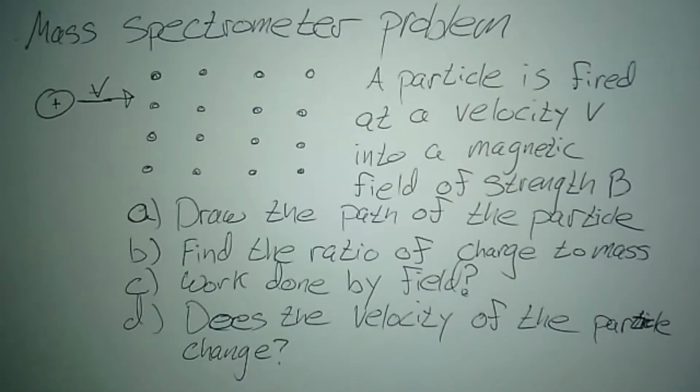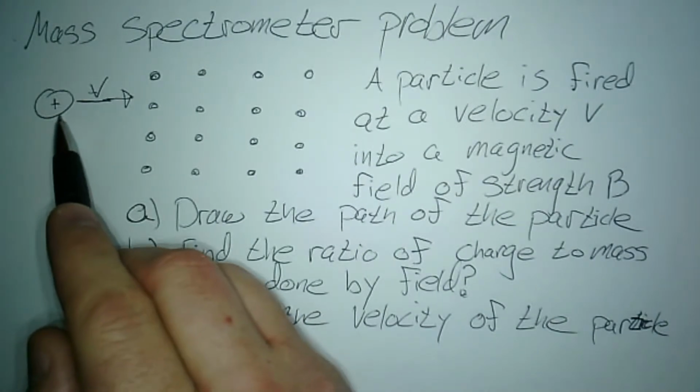All right, guys, so here's a problem that I want to look at with you. You have a particle traveling into a magnetic field. This is a mass spectrometer, something they use a lot in nuclear physics and in chemistry. It's a way of measuring the mass. There are ways to figure out the charge coming in, but let's say we don't know it for now.